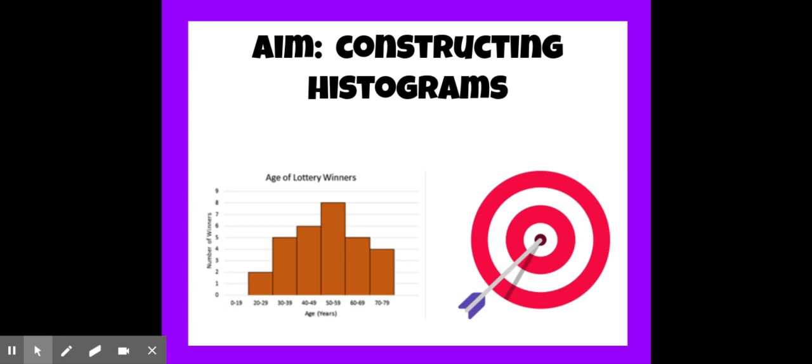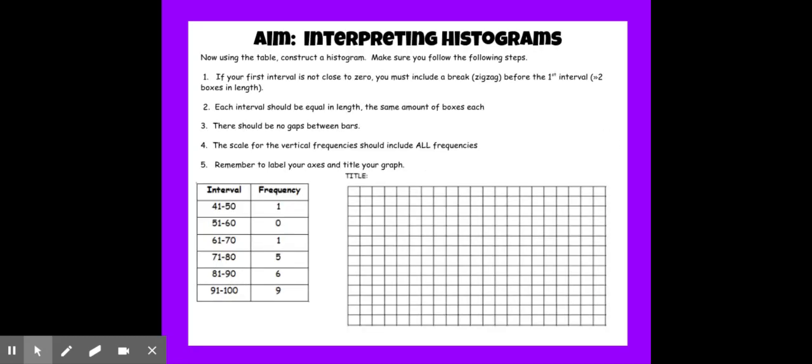Hey guys, so what we're going to do is take it up a notch today. Instead of just completing a frequency table, we're now going to use those tables to construct histograms. So we're going to need those tables in order to actually get those histograms down. That's where they're all connected. So here we go. I'm going to lead you through it.